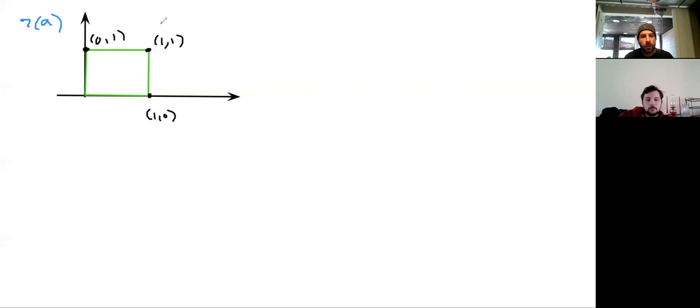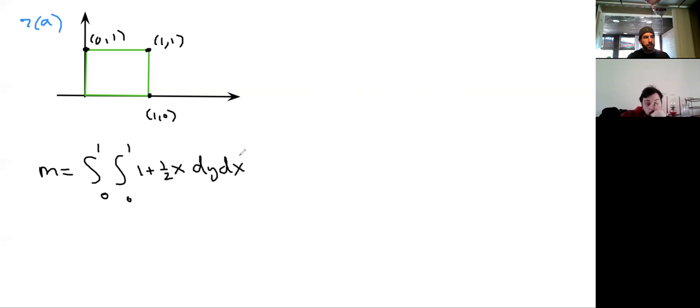Now, you would argue that the center of mass would be in the middle, but that's not the case here because this thing has density that varies. So the mass is going to be the integral from 0 to 1 and 0 to 1. That's easy because they both go from 0 to 1. And then what is your rho? Well, your rho is 1 plus 1/2 x. And then you could do this either way, dy dx or dx dy.